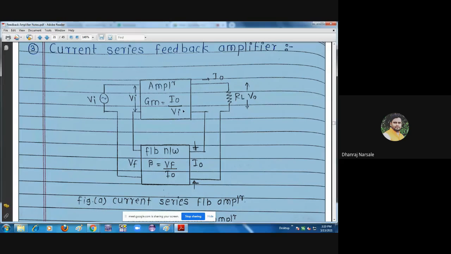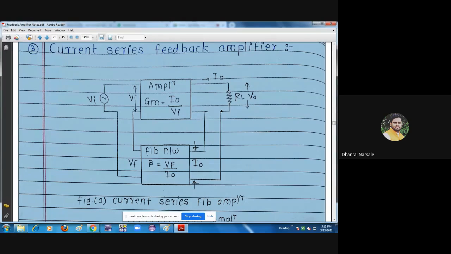Here we are using the transconductance amplifier, and already we have seen the transconductance parameter. Transconductance of the amplifier is given by Gm. Gm is equal to the output signal, that is the output current, divided by the input signal, that is the input voltage. So current divided by voltage is known as transconductance. Here it is given as Gm equal to IO divided by Vi. Through the amplification process, the amplifier gives the output voltage VO across the load resistance RL. In this way, the operation of the current series feedback amplifier takes place.